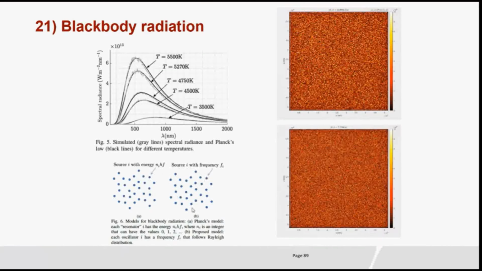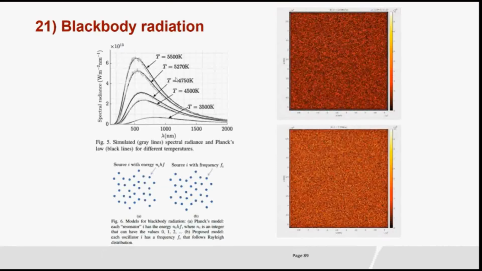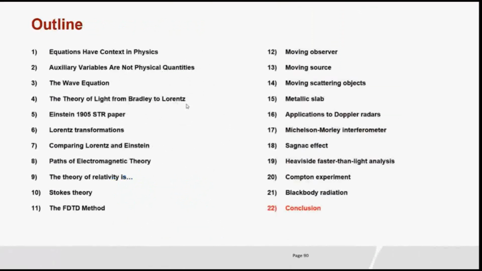So in our model, which is in alignment with classical physics or classical electromagnetism, we consider that each source has a frequency f. And for the distribution of the frequencies, we use what we call the Rayleigh distribution or Maxwell-Boltzmann distribution, but we apply that to the frequencies. And because of the interaction between the different waves, we get the same as Planck's law, as you can see here. So it's purely classical physics. Okay, so this finishes my presentation.